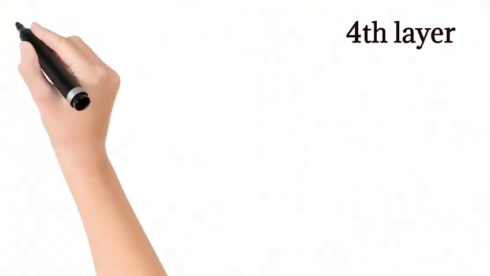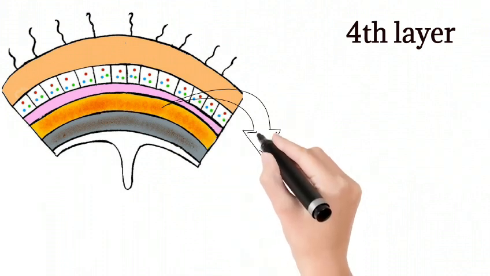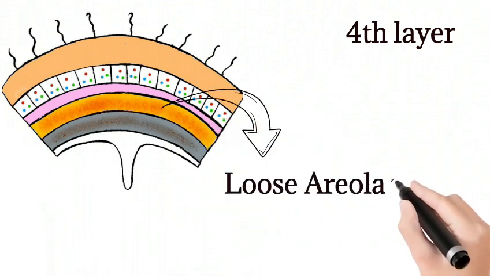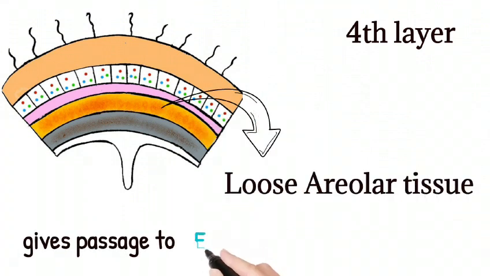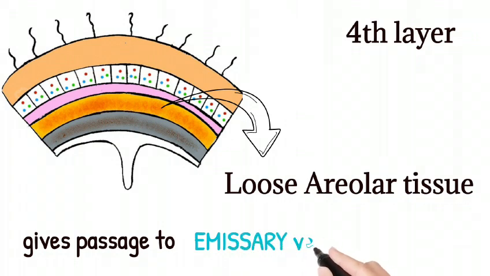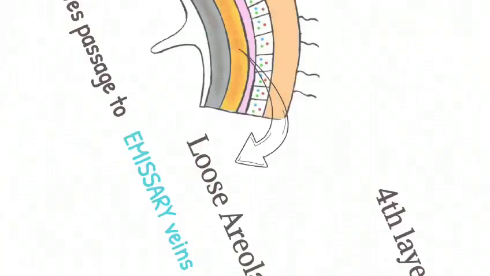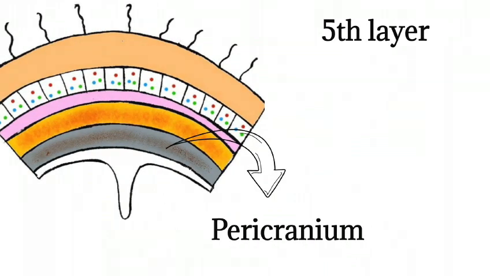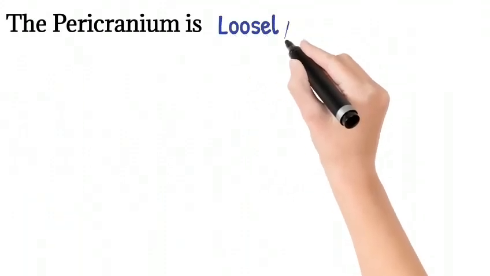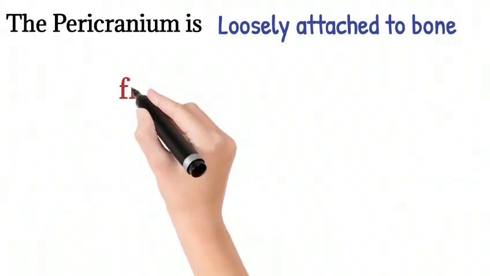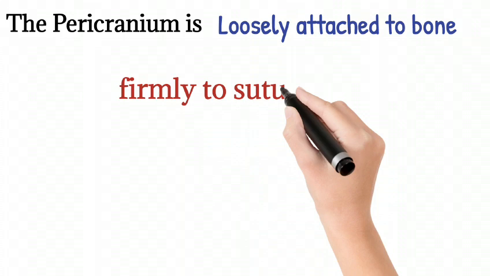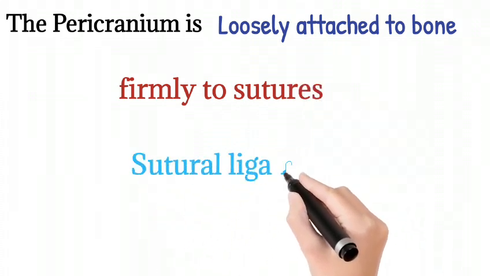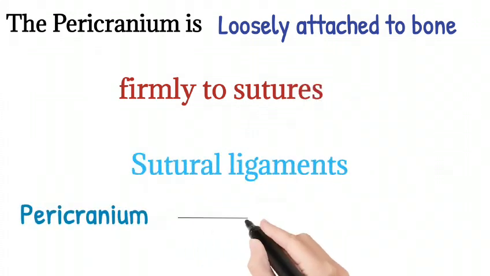The next layer is the loose areolar tissue. This layer is made of loose areolar tissue. Emissary veins pass through this layer. The next layer is the pericranium. The pericranium is loosely attached to the bone surface and firmly attached to sutures. The sutural ligaments bind the pericranium to the endocranium.